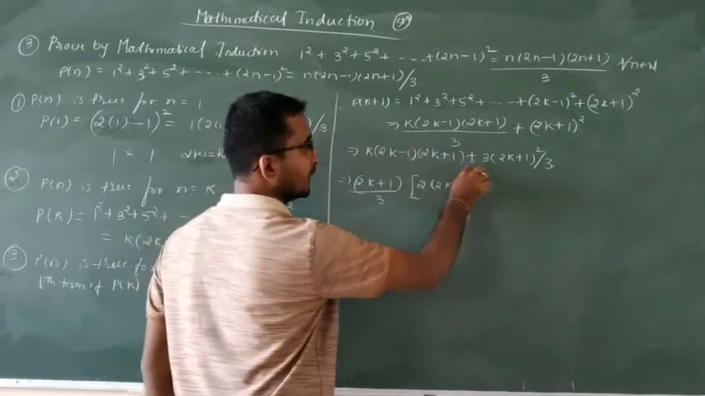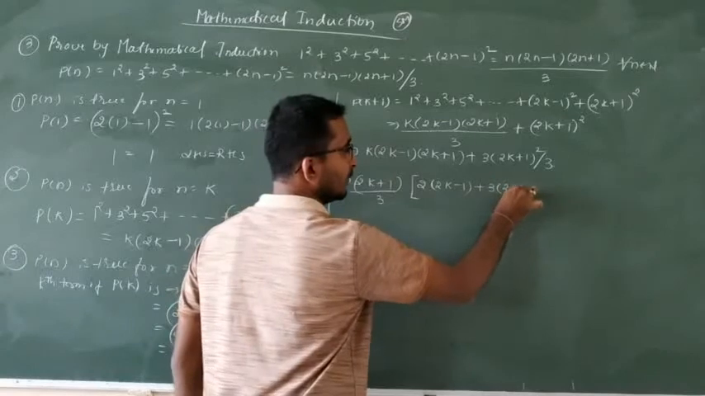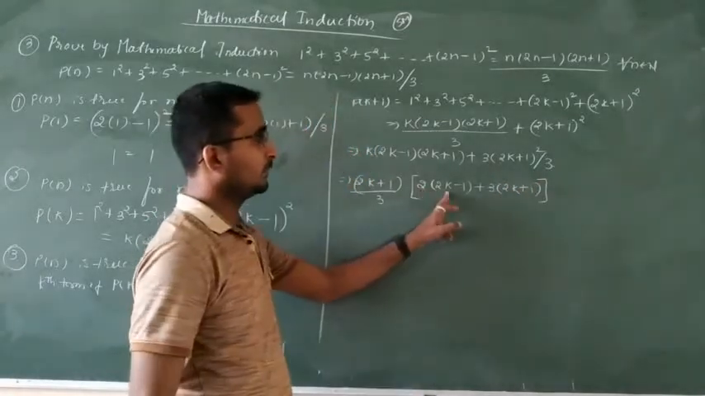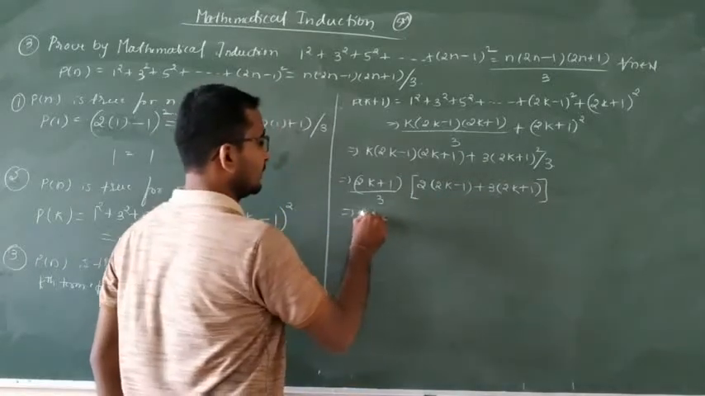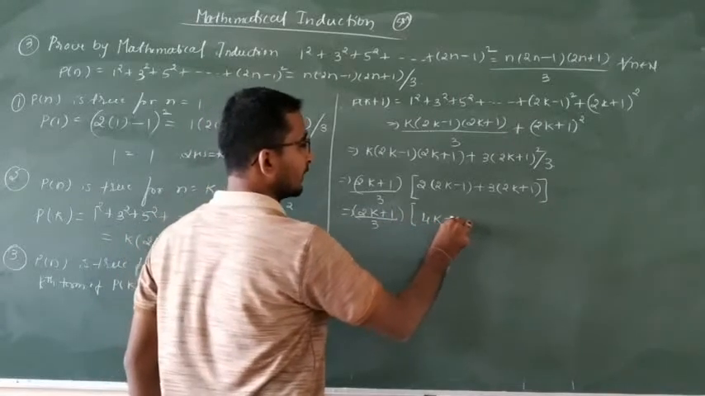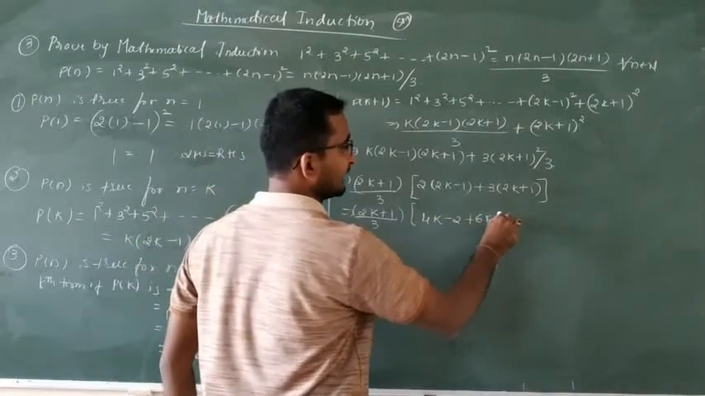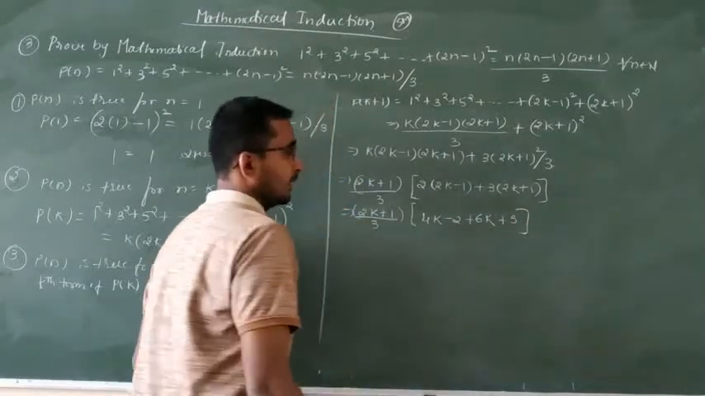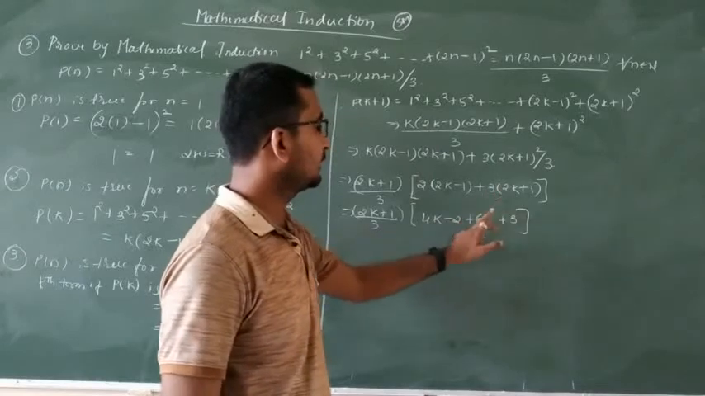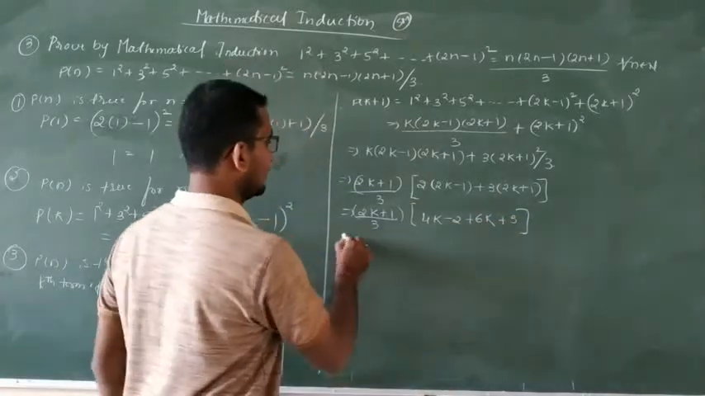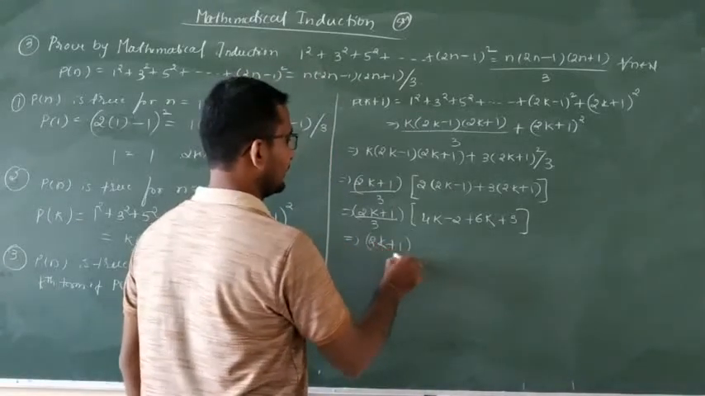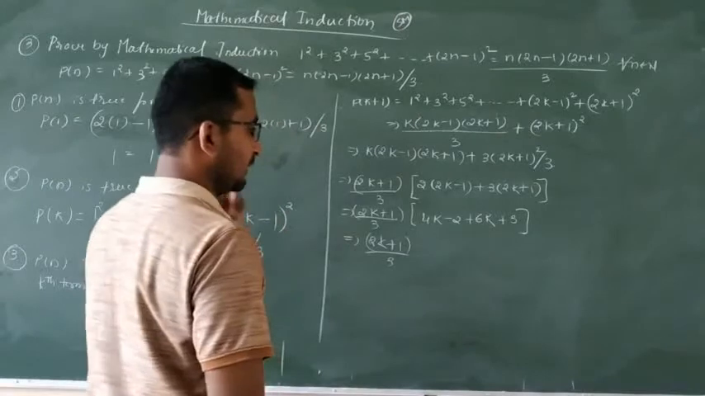k into 2k minus 1 and plus 3 into 2k plus 1. So again, multiply the 3 inside the bracket, that is (2k plus 1) whole divided by 3. This is 4k minus 2 plus 6k plus 3. That is 4k minus 2, this is 6k plus 3. That is nothing but (2k plus 1) whole divided by 3. That is what you get.